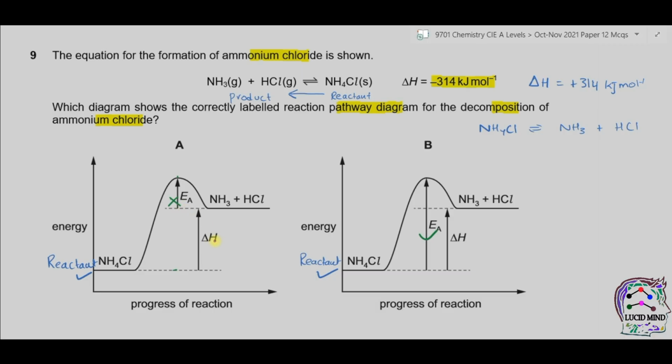The third thing is the enthalpy change. Enthalpy change is the energy change between the energy of the reactants and the energy of the products. As this is endothermic, the arrow should be upwards. So both are correct. The correct answer is therefore B.